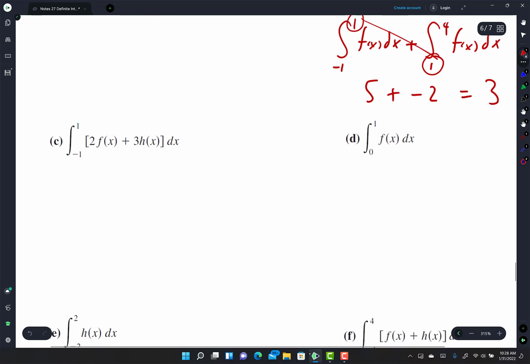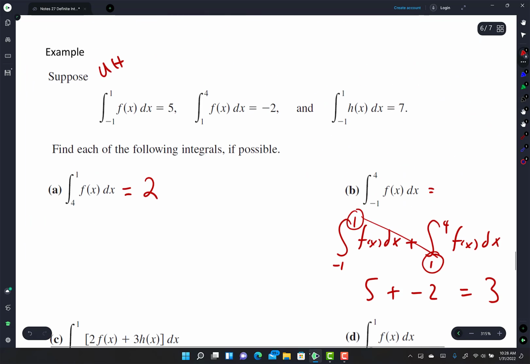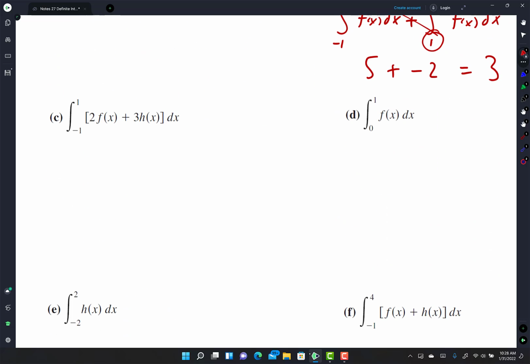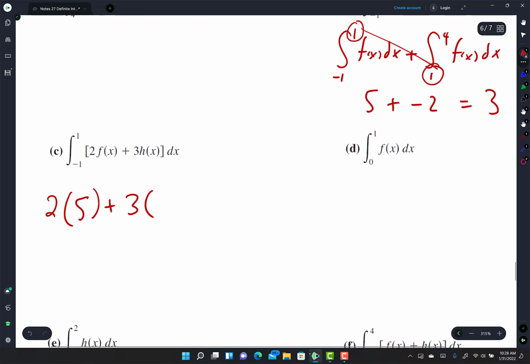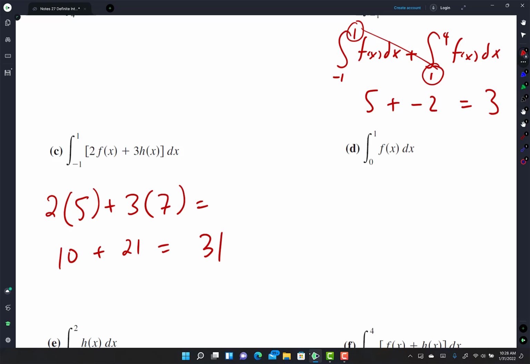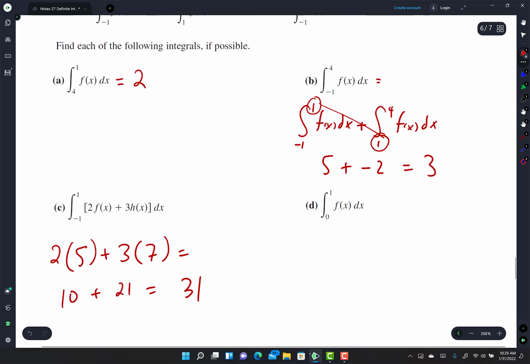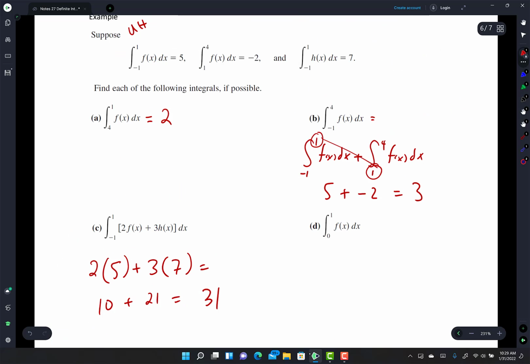Letter C. Do we have enough for that one? Yeah, we do. We do, guys. 2 times, what is it for the f of x? 5 plus 3 times 7. What's that? 10 plus 21? 31. Correct. You can split it up and write it as 2 separate things. All right, we finally reached our first one that I think, yep.